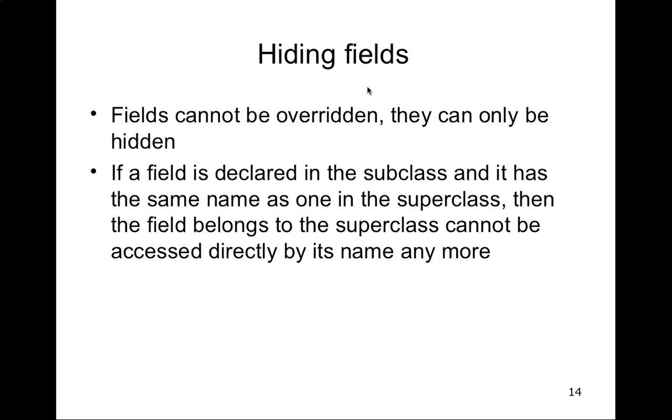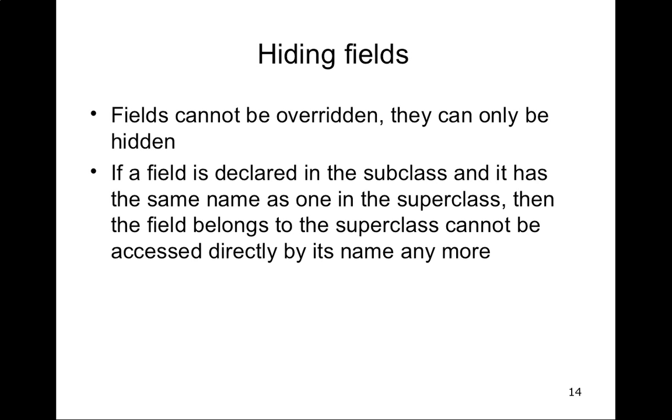Hiding fields. Fields cannot be overridden. They can only be hidden. How do you hide it? Make it private. Well, it is private. So if a field is declared in a subclass and it has the same name as the one in the superclass, then the field belonging to the superclass can't be accessed directly by its name anymore. So there's no way of overriding fields. Fields are the data members or data variables that you have in there. Legs, name, student ID. All you do is redefine them, and then you've automatically replaced them, and you've hidden the earlier version of it, which is what that is basically saying.